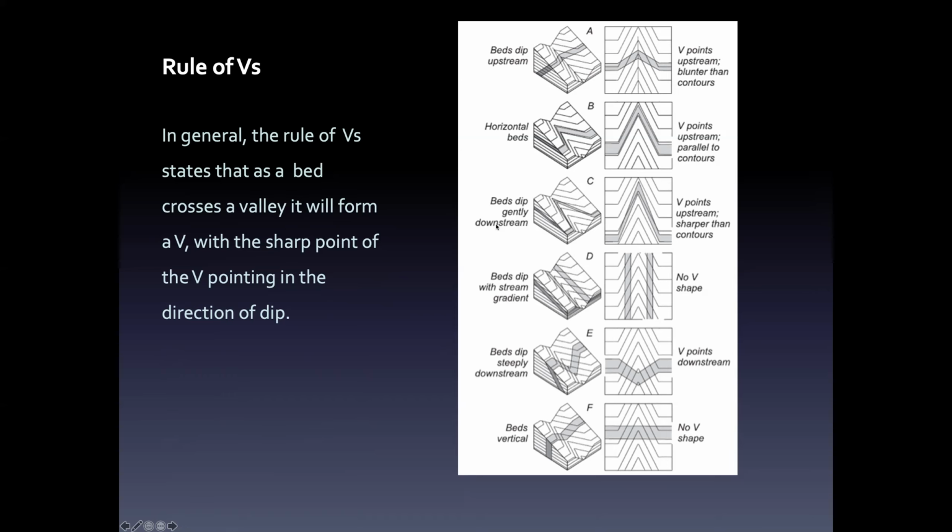Beds dip gently downstream, V points upstream, sharper than contours. Beds dip with stream gradient, there is no V shape. Again, if the beds are dipping with the stream gradient, you won't see the V. Beds dipping steeply downstream, V points downstream, direction of dip. Beds are vertical, no V shape. So if we see contacts running straight across the stream cut, we know that's a vertical bed. Again, this is a really easy way to identify igneous dikes and such.